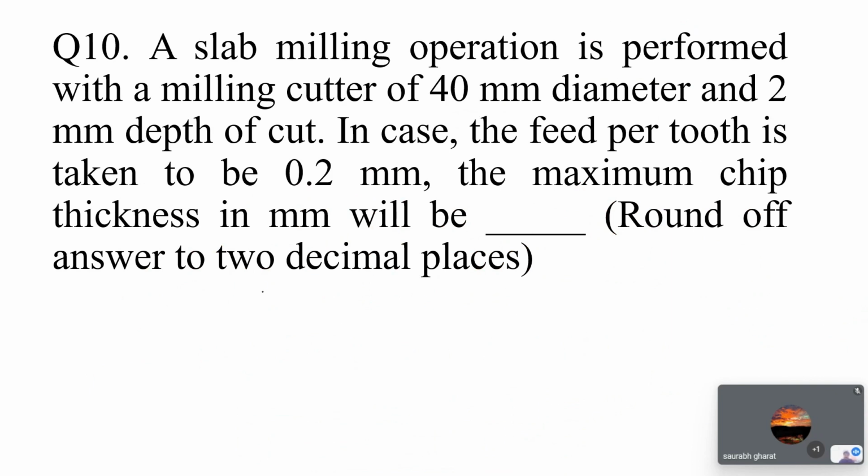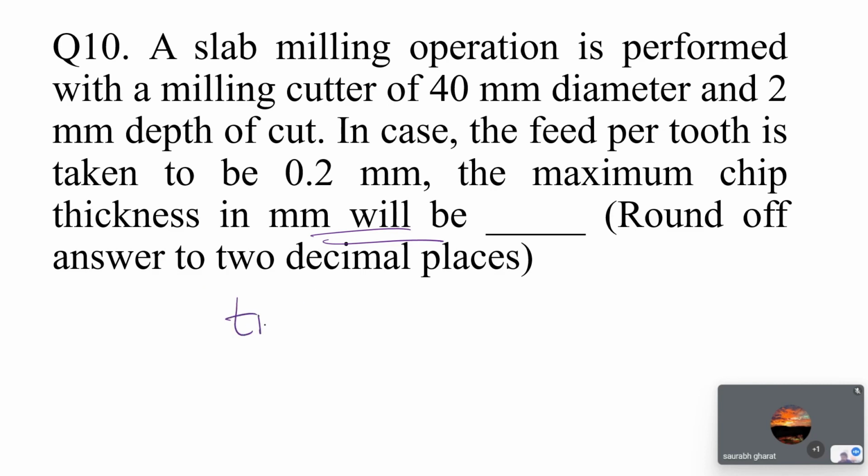So in this problem, a slab milling operation is performed with a milling cutter of 40 mm diameter and 2 mm depth of cut. In case of a feed per tooth taken to be 0.2 mm, the maximum chip thickness in millimeters will be. So what do you know, what is your formula?